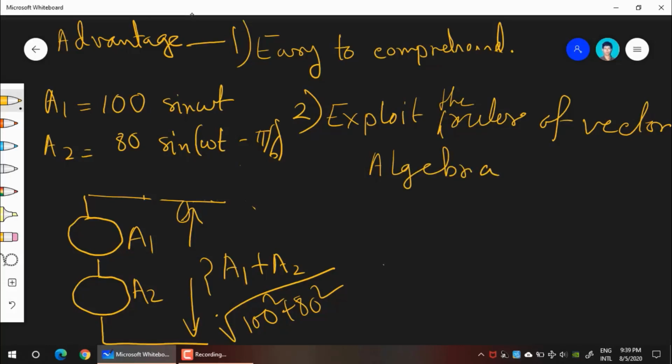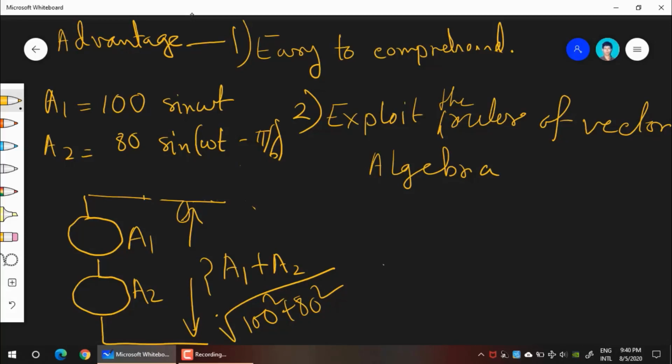It is a bit difficult for normal people to comprehend the position of the two waveforms if only the mathematical expression is given. Rather, a Phasor diagram gives us a very clear understanding. You can have a hassle-free image of the two waveforms when one is leading the other and the other is lagging. We can easily figure it out. And the second point is that you can exploit the rules of vector algebra.